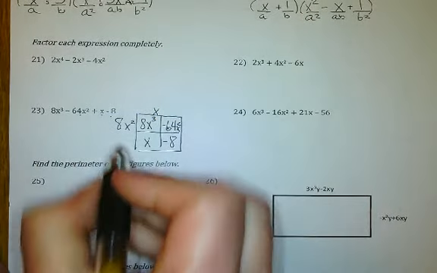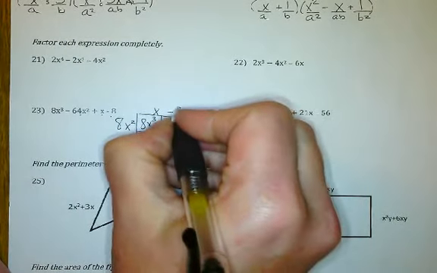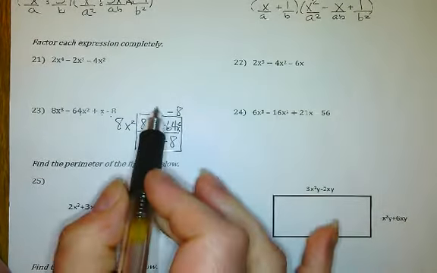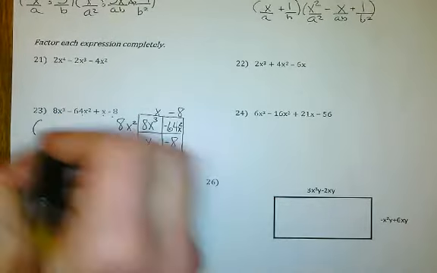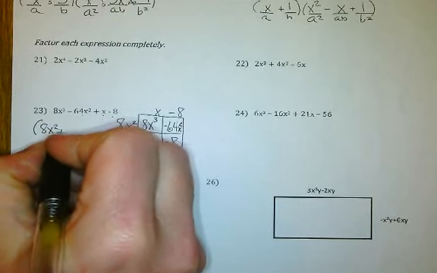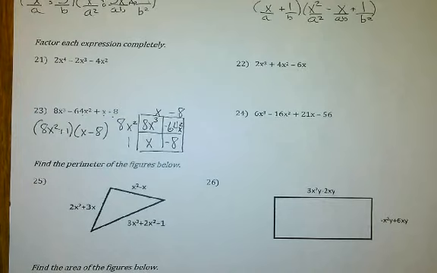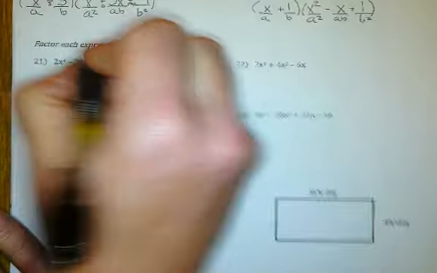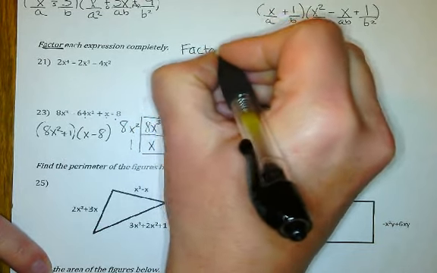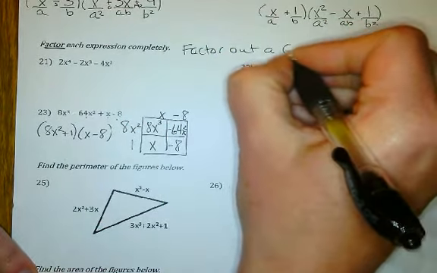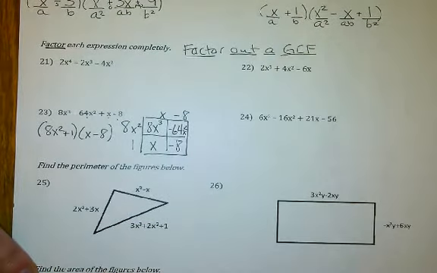Okay, now I can start building the box. So 8x squared times what gives me negative 64x squared? That's going to be a negative 8. And x times what gives me x? And that's a 1. So your final answer here is 8x squared plus 1 times x minus 8. Okay, now the main thing, when y'all are doing factoring, you've got to make sure you factor out GCF. Always the first thing you do, factor out a GCF.